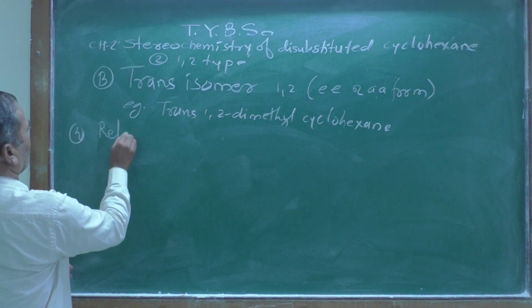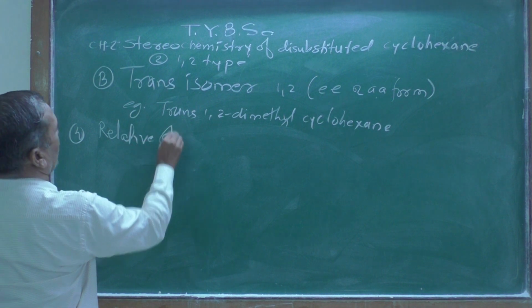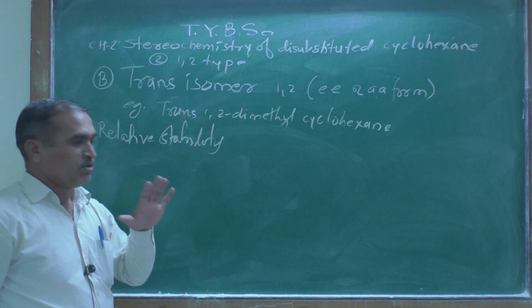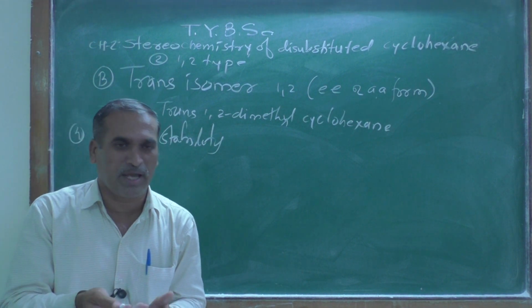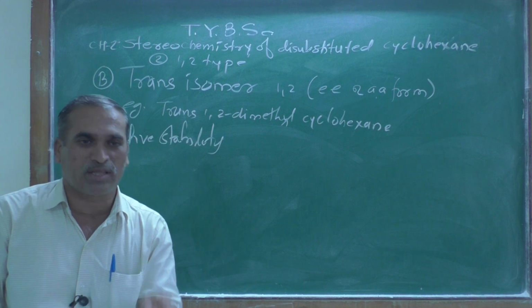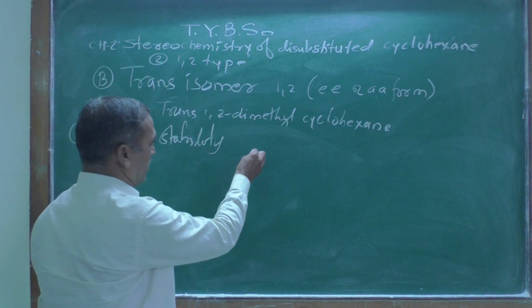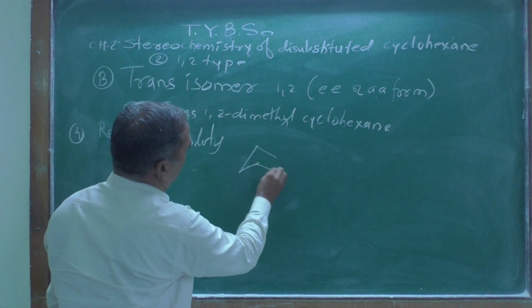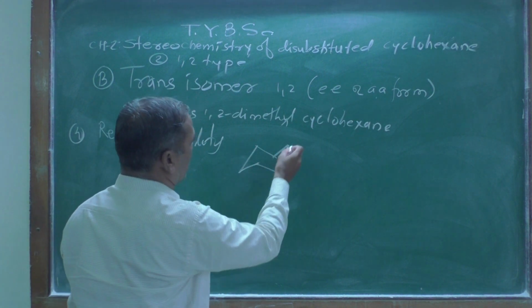Fourth point is relative stability. Relative stability, right? Now, to measure the relative stability, we must draw the structure of the organic compound. Again, let us see the structure, how to draw it. Let's see here, this one.